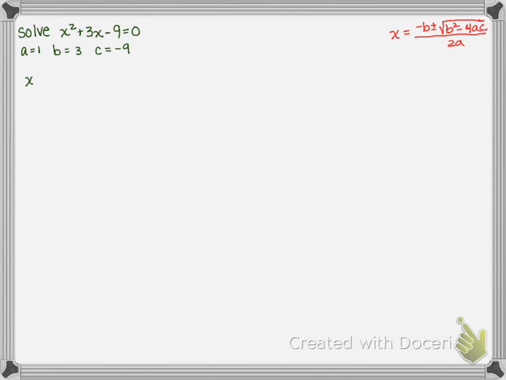That negative b is part of the numerator, right? It's not in front of the fraction, so make sure that line is long enough that your negative b is in the numerator. And then the radical is not over the 2a, right? It's only over that b squared minus 4ac.